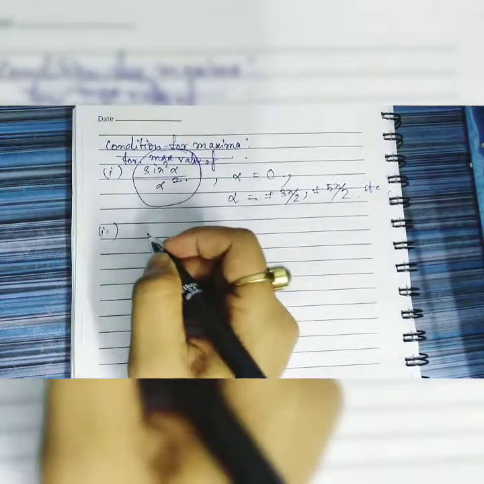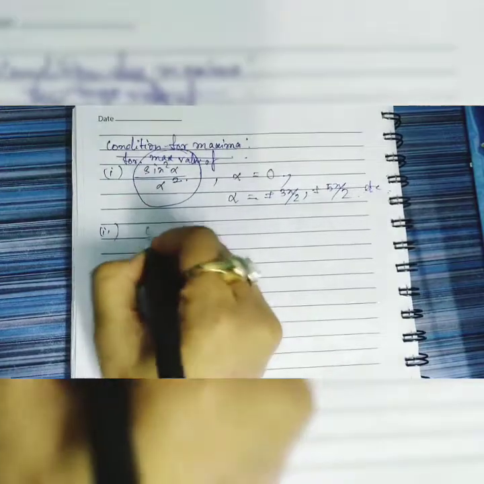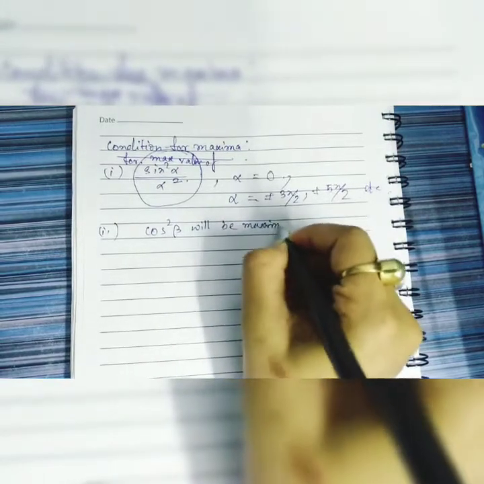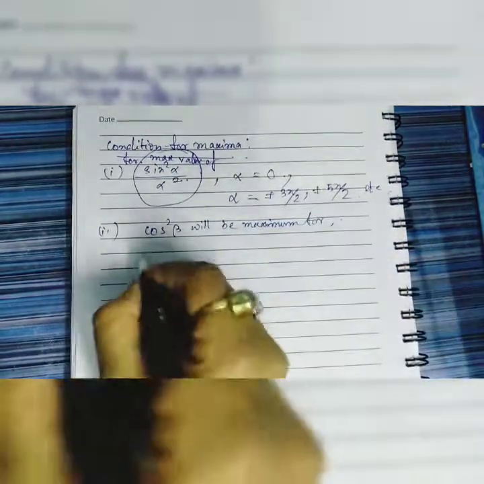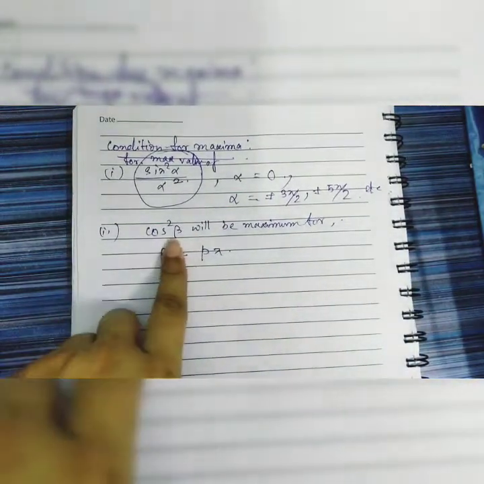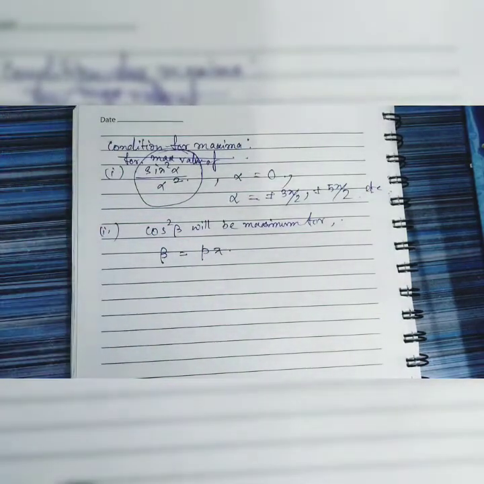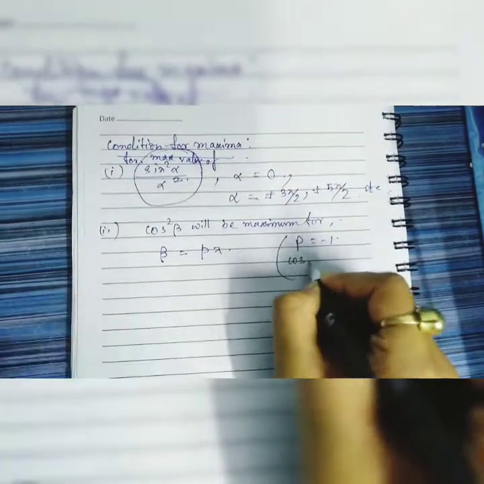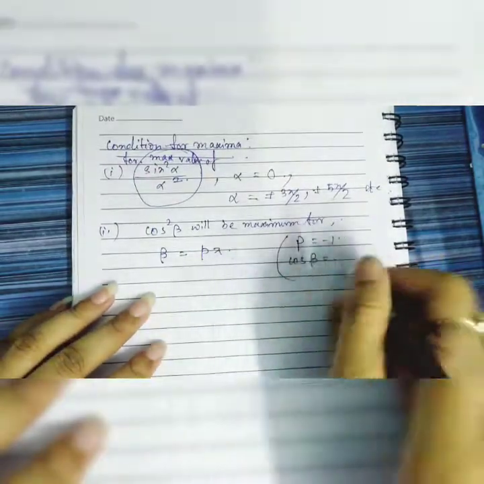The positions of maxima due to the factor cos square beta are given like that. Cos square beta will be maximum for beta equals any constant p pi. Okay, how? See, the maximum value of cos square beta, or cos beta, can be plus minus 1. Okay, so p pi means, suppose p equals 0, then cos square 0 will be 1. Suppose p equals 1, that means cos pi, that should be minus 1. So for p equals minus 1, cos beta equals minus 1.